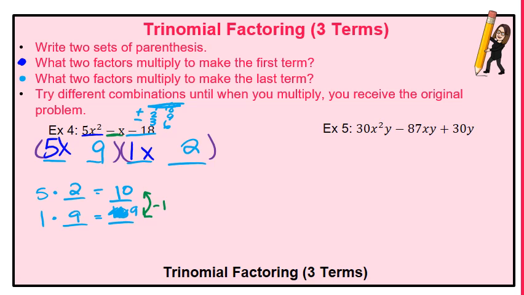Sign-wise, though, I need a difference of -1. That means the bigger number, outer, should be negative, and the inner should be positive. Here's the thing, you guys. If you're unsure, just plug in signs and FOIL it out mentally. If I do a quick FOIL, first would be 5x squared. Outer would be -10x. Inner would be 9x. Last would be -18. -10 plus 9 is -1. I'm back to the original quadratic.